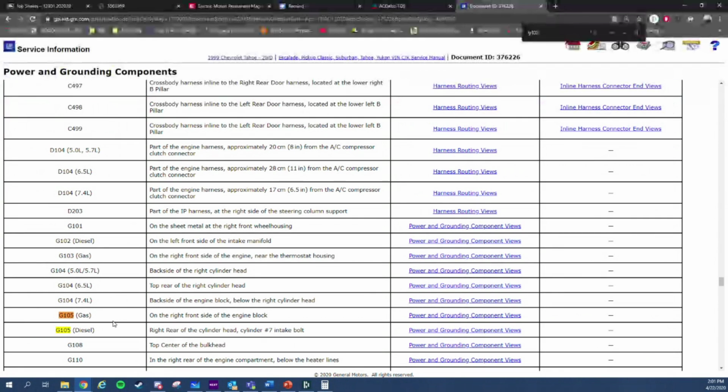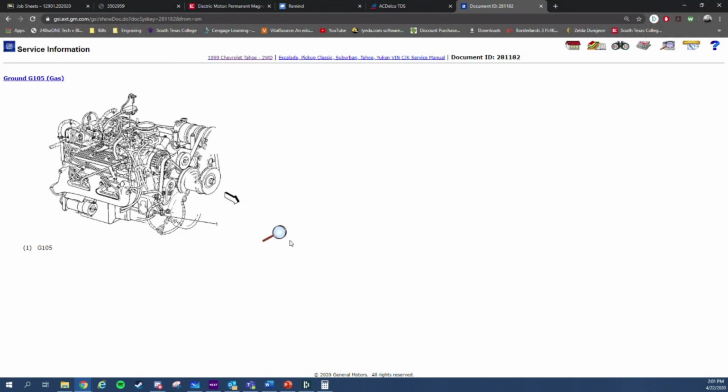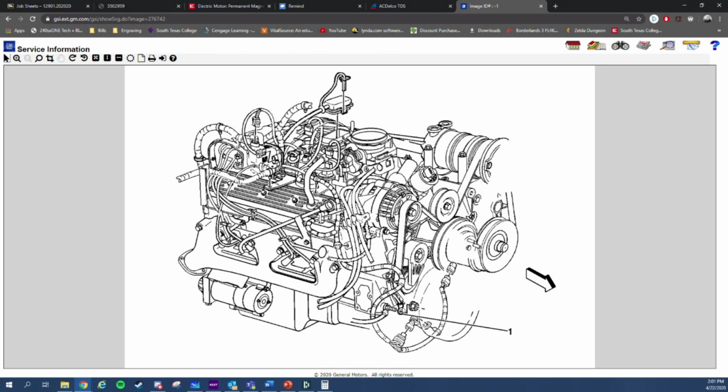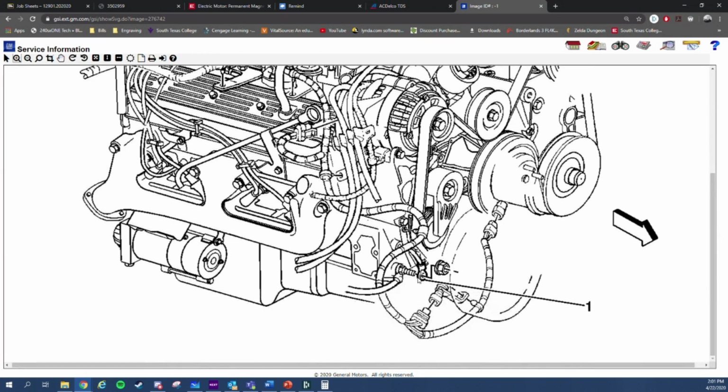Right here, G105 for your alternator. Vehicle, it says on the right front side of engine block. And it is number 1. Oof, we're way off. Look at that. Where's it at? That's right there. Oh, that is your ground, on your left side of your engine block attached to the actual block.